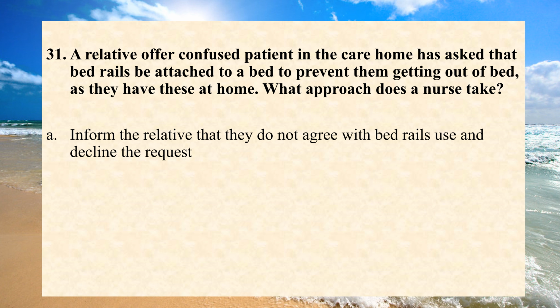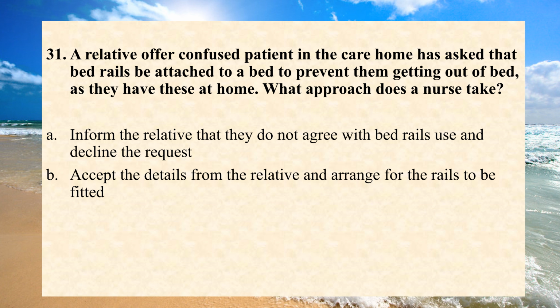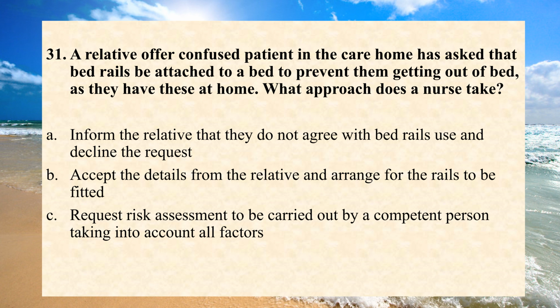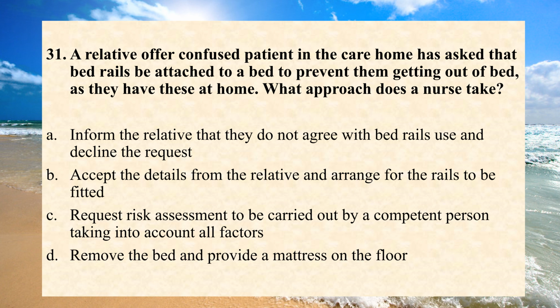A. Inform the relative that they do not agree with the bed rail use and decline the request. B. Accept the details from the relative and arrange for the rail to be fitted. C. Request risk assessment to be carried out by a competent person taking into account all the factors. D. Remove the bed and provide a mattress on the floor. Answer is C. Request risk assessment to be carried out by a competent person taking into account all factors.